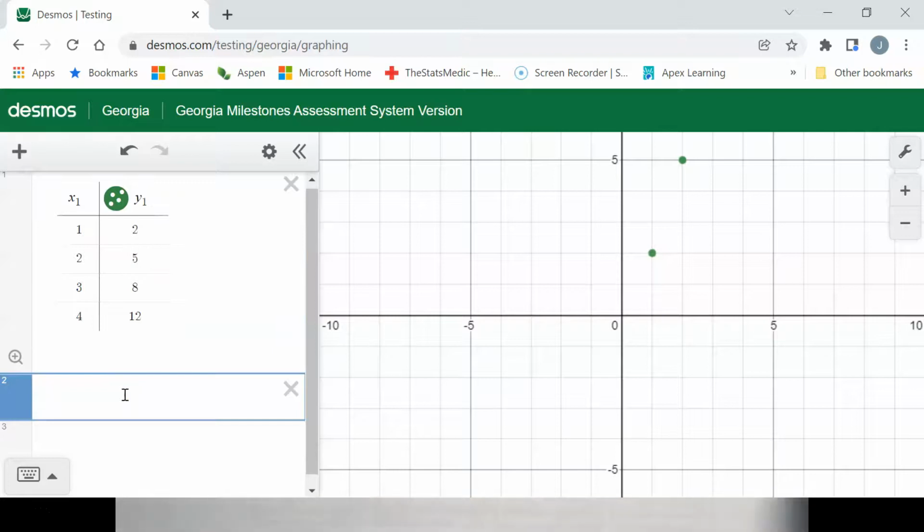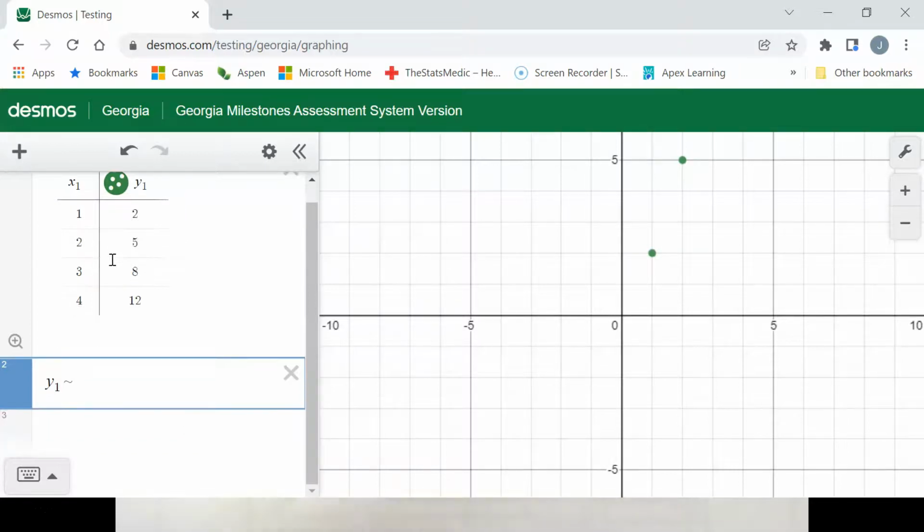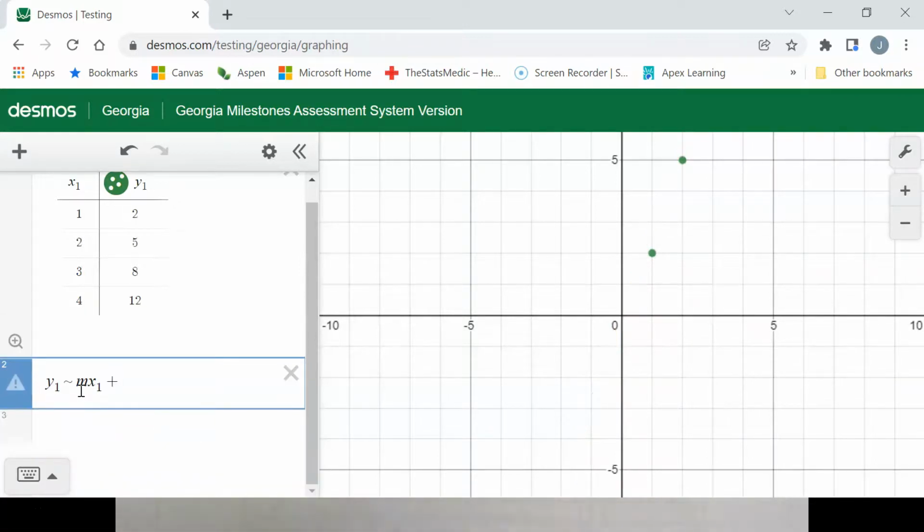You're going to type Y1, and it will say this 4-element list because that's what it's referring back to. Now for the next one, you push the Shift key and the top left button next to the 1 key. This is called the tilde. So Shift and the button to the left of the number 1, and you should get this squiggly line. Then we're going to type MX1 plus B.